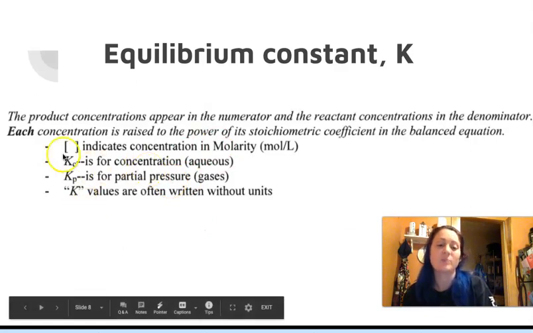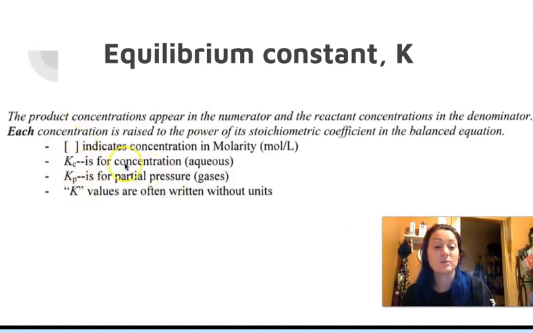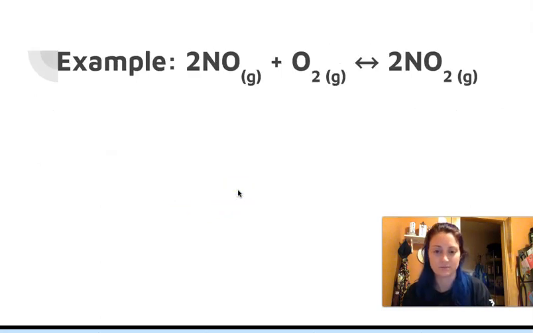The brackets indicate molarity, just as review. Kc equals the concentration equilibrium constant. Kp is the partial pressure equilibrium constant. And K, or Keq, is just unitless. Very important, which will be revisited later: Kc and Kp are not interchangeable. They are related through the ideal gas law, however, they are not equal to each other.